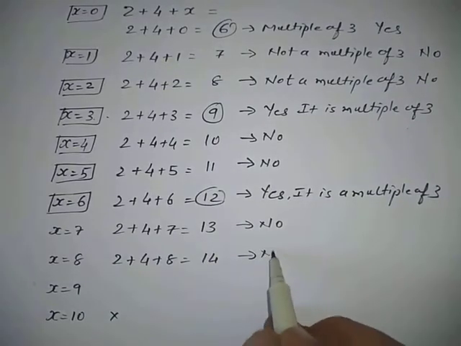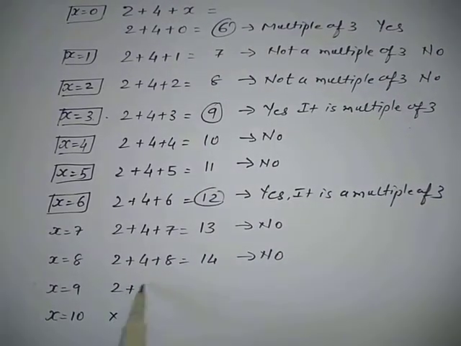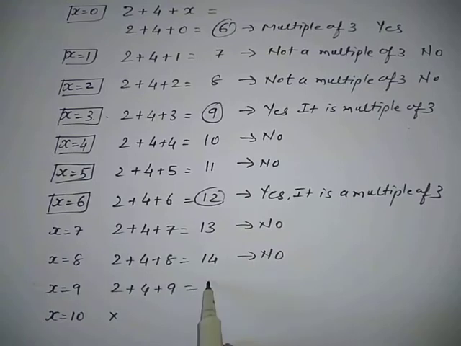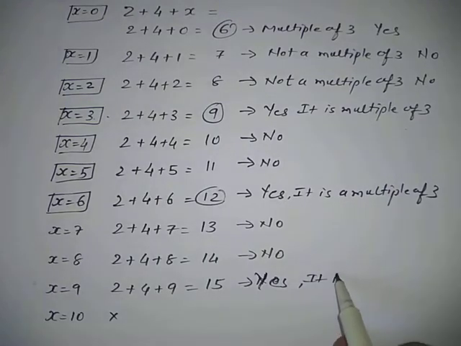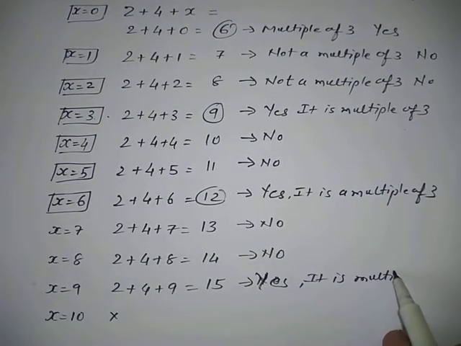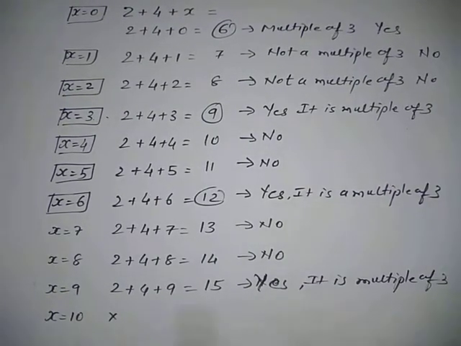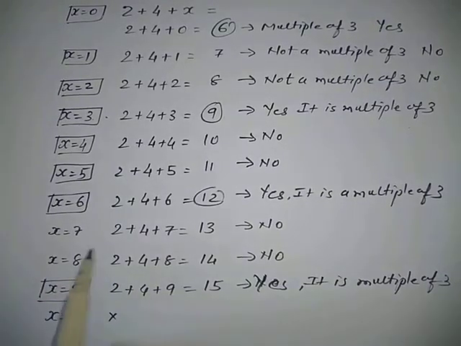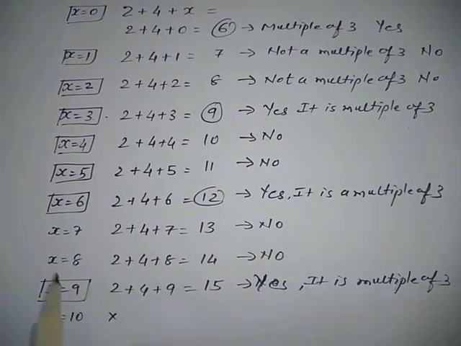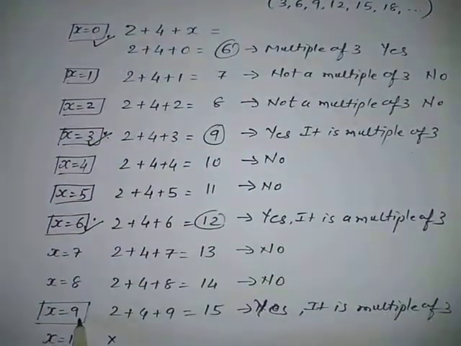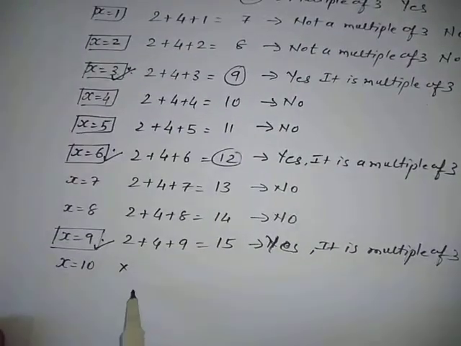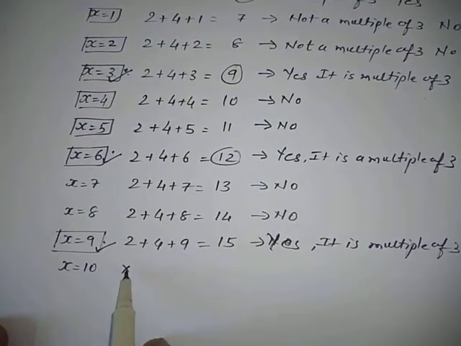Again 14 is not a multiple of 3, but 2 plus 4 plus 9, yes, it will be 15, and 15 is a multiple of 3. So the value of x can be a single digit number, that is 0, then 3, then 6 and 9, not 10 and beyond that, because it will be now a 2-digit number.